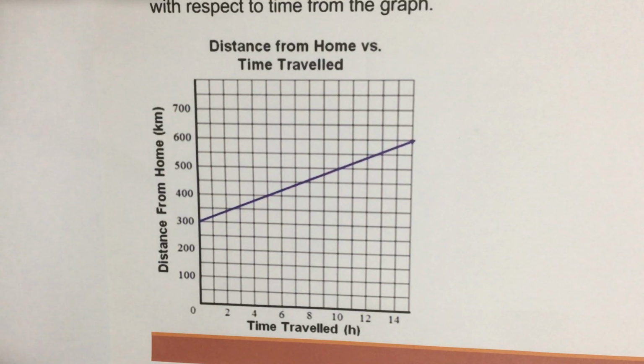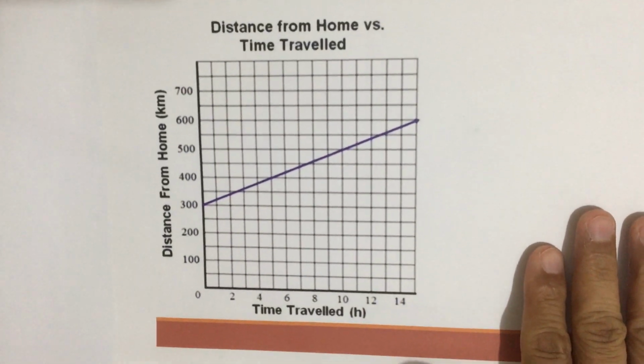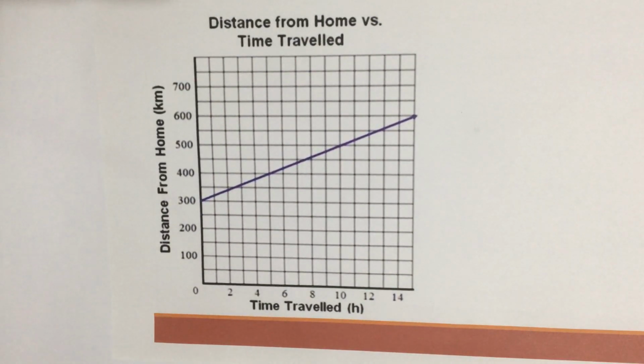we are asked to calculate the rate of change in distance with respect to time from the graph. Alright, so again, we'll use the success criteria to solve for this problem. So we need to choose any 2 points along the graph. Now, which points shall we select?